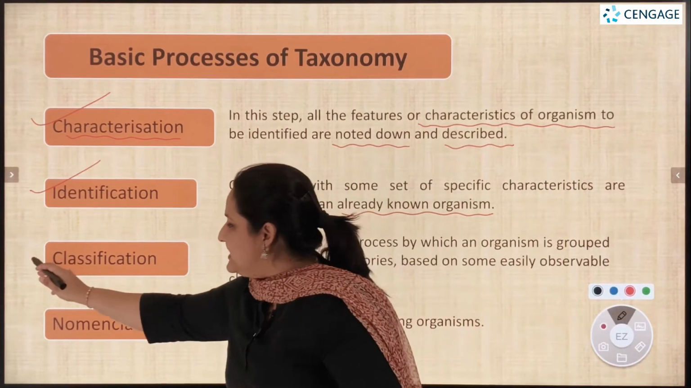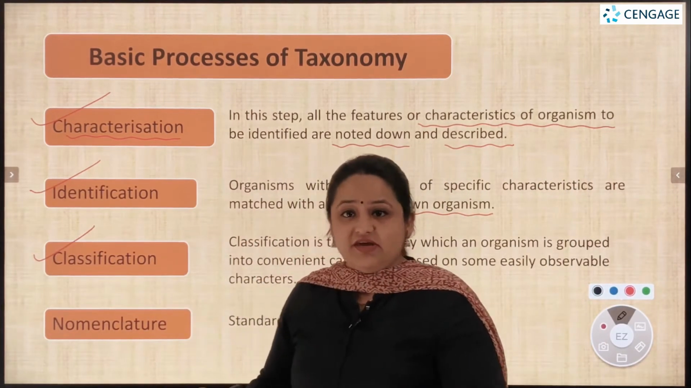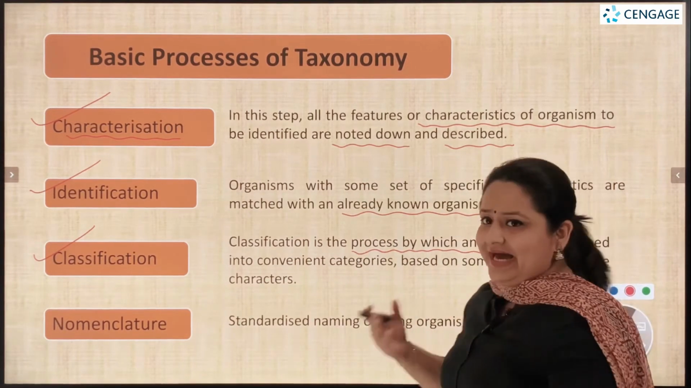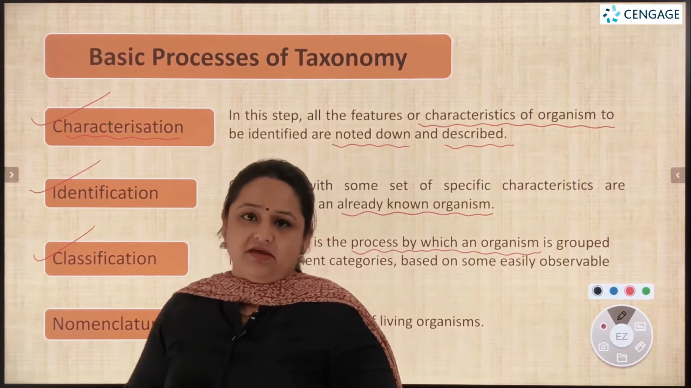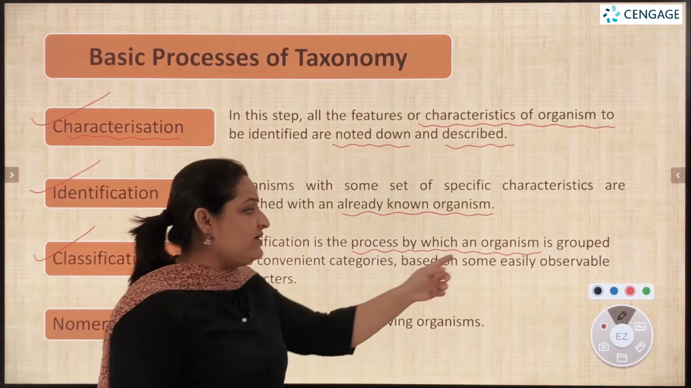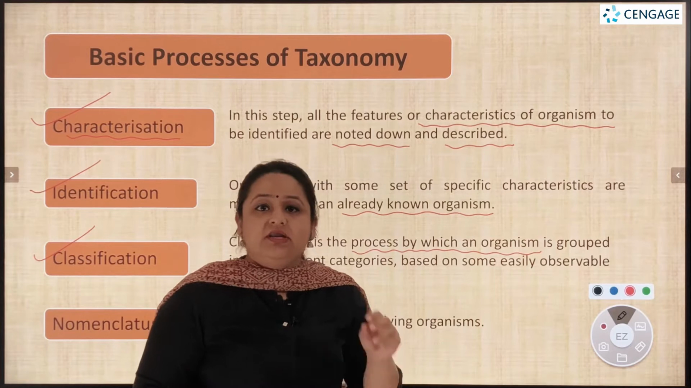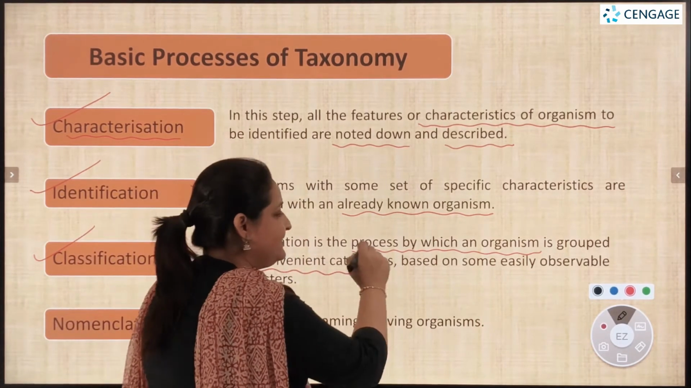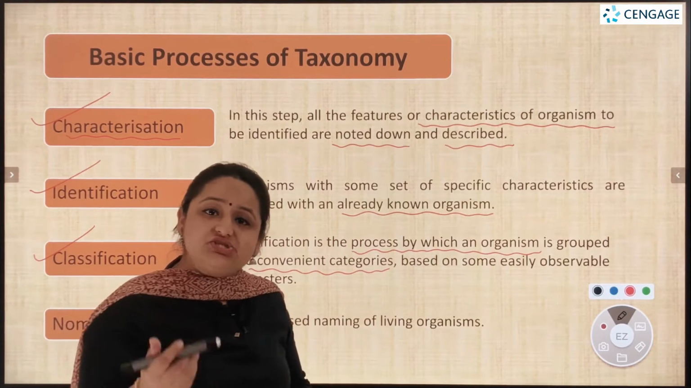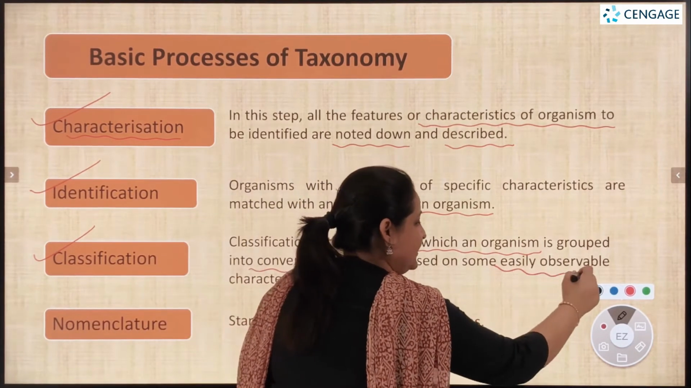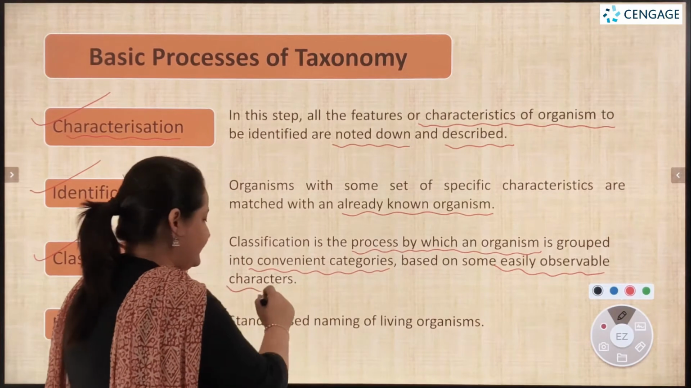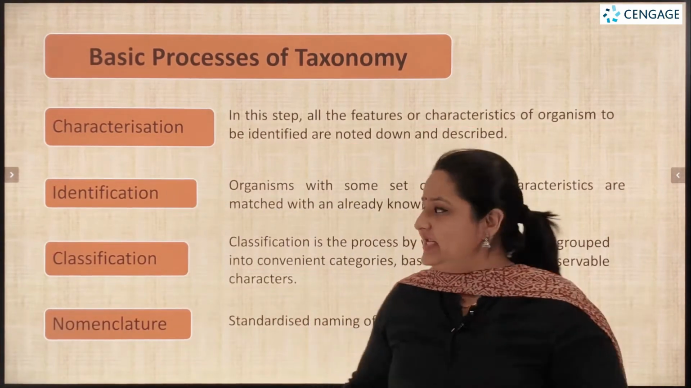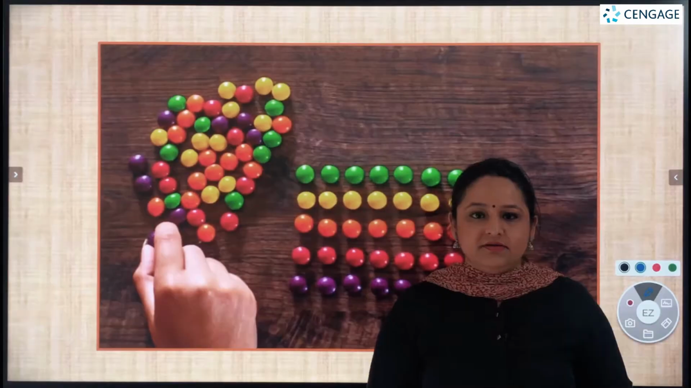What exactly is classification? Classification is a process by which we organize or group anything. In this case, we are going to do that for living organisms. Now, in classification, we group the organisms into convenient categories on the basis of some easily observable characters. Now, what does this mean? To understand this, I'll show you a small example.